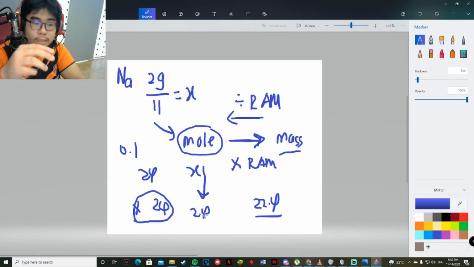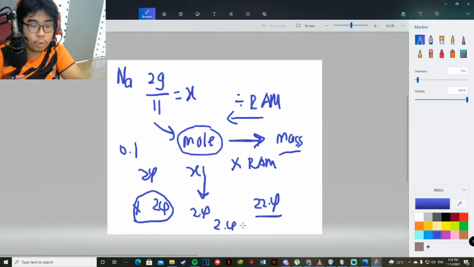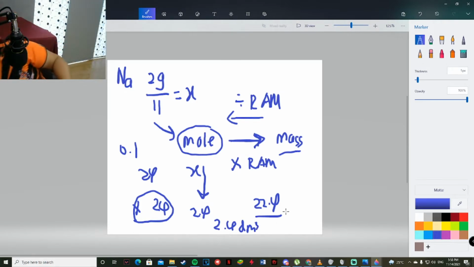Then you multiply by the volume number, which is the standard number for room temperature, 24. So you get 24 times 0.1, which is 2.4, and 2.4 is in the unit of dm cube, because for volume they usually use dm cube. Alright, so let's go to the next.